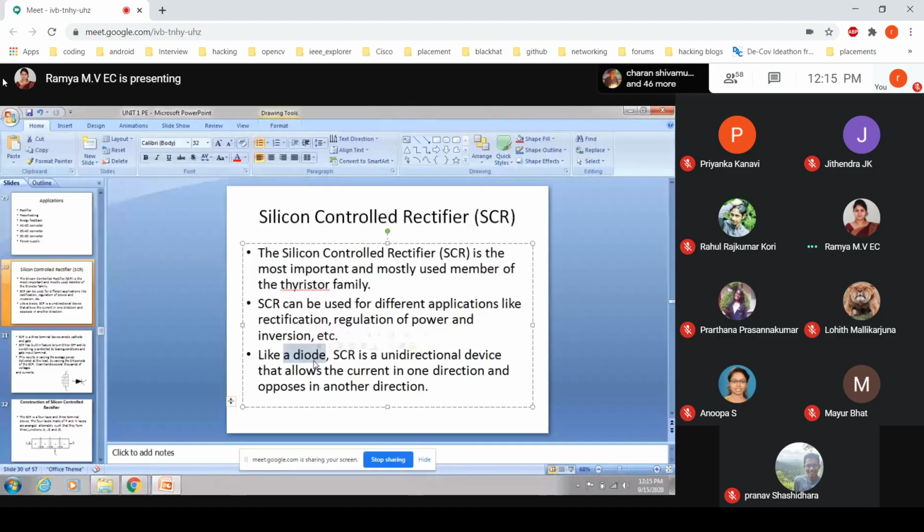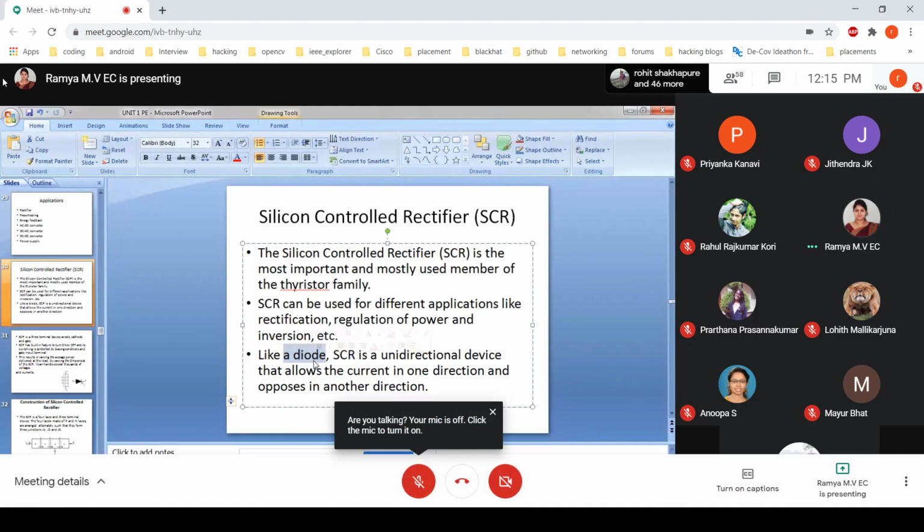But in the case of SCR, we have another terminal called the gate. With the help of the gate, I can apply some input to that gate. As a result of that, I can control the device. Controlling the device means, we know for the diode it is 0.7 volts knee voltage. Suppose I want my knee voltage at 0.2 volts only, or at 0.4 volts only. Okay, so that is controlled with the help of the gate terminal present in the SCR. That is what we had discussed in the previous class.